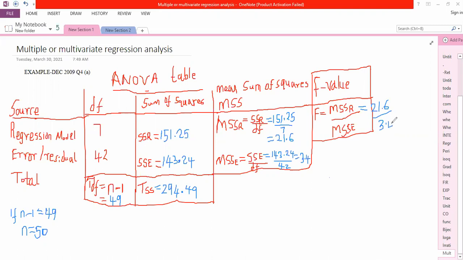If we were to conduct a test, supposing you are given an F value, the table value, as we don't have the Fisher table here, but we can be provided with a figure, then we are told to do the test. So you have 21.6 divided by 3.4. That gives us 6.4.